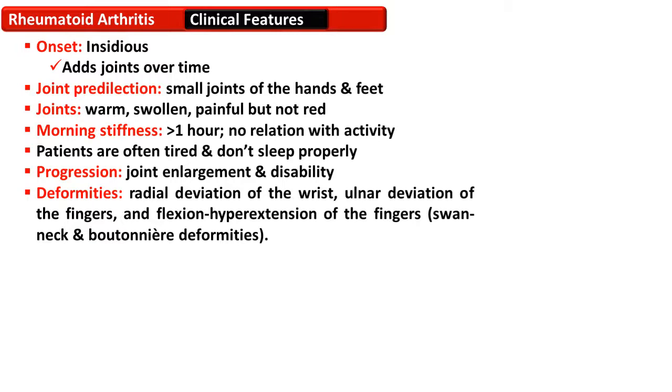Then patients are often tired, there is joint enlargement and disability as the disease progresses, and after the disease progression there are various forms of deformities linked with this disease, such as radial deviation of the wrist, ulnar deviation of the finger, flexion and hyperextension of the finger, termed swan neck deformity, and boutonniere deformity.